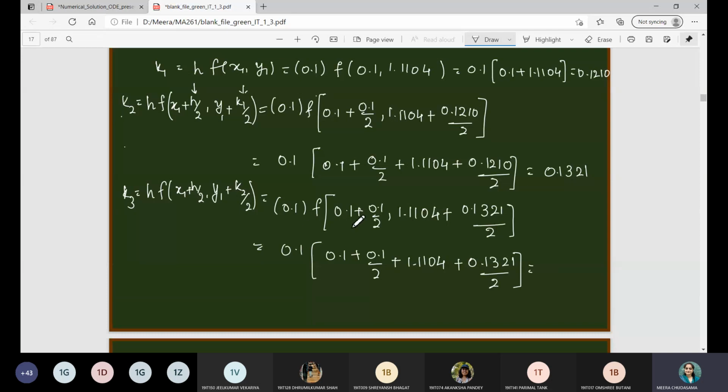Students may be confused here that f is written with a comma, so how did the addition come in? Actually, f of x comma y is given as x plus y, that's why we are considering the addition of all these quantities, right? 0.1327. Okay. And K4 formula, now tell me.